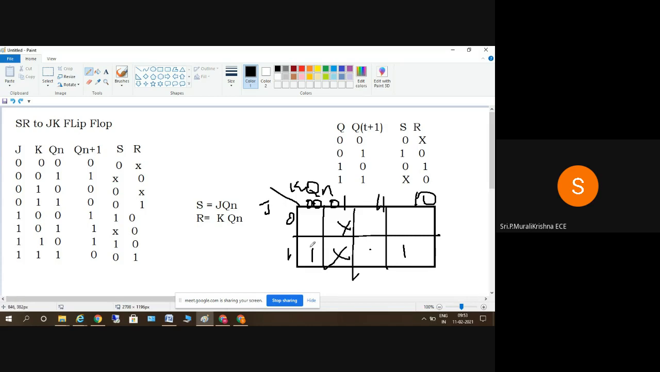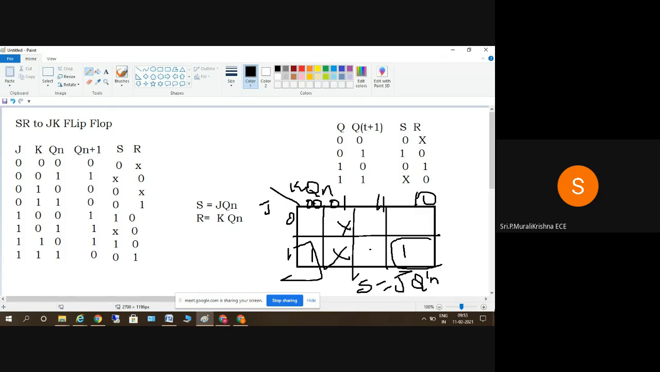So we can do these two only. So why the need of don't care here? We can perform a pair here. Okay. So S is equal to... what is this value here? J, and the combination of these two will give a value of Q bar N. Okay. So J Q bar N. Is it correct or not? So S equals J Q bar of N.